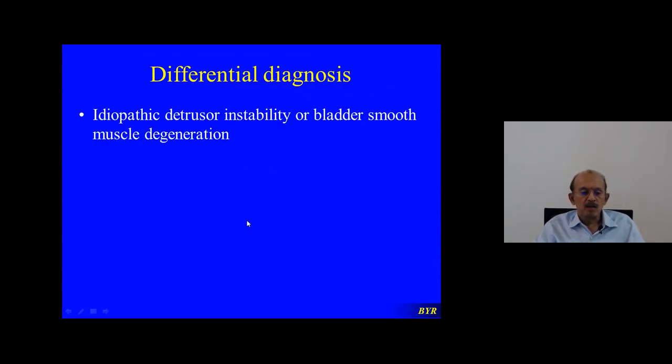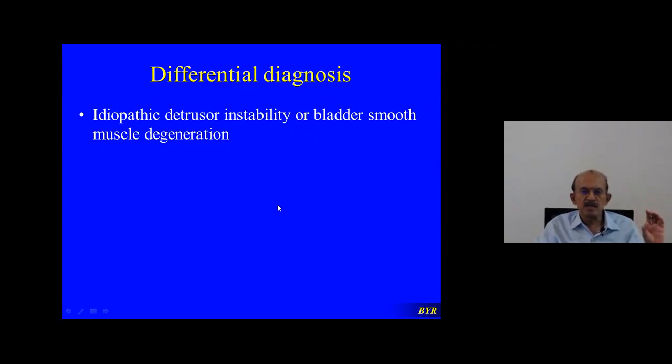Then there is one more condition called idiopathic detrusor instability. That means detrusor muscle function becomes decreased. So there is bladder smooth muscle degeneration. This occurs in old age. Because of the degeneration, the bladder contractile ability comes down, so what will happen? The force of urination comes down. So the stream becomes narrow and intermittent. So it is just something like the BPH symptoms.